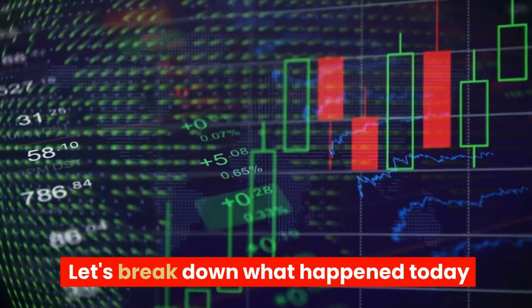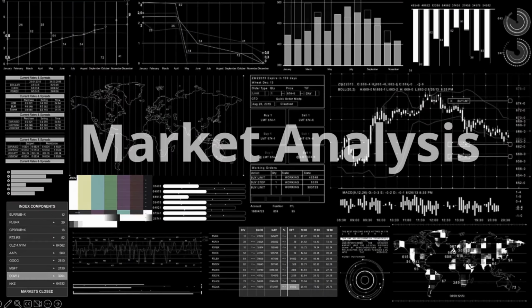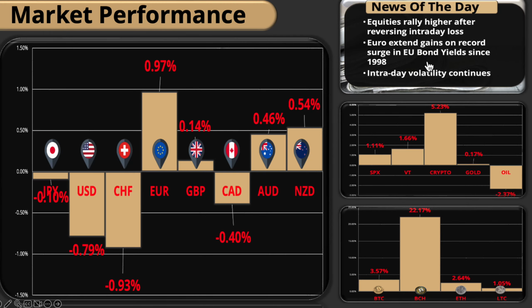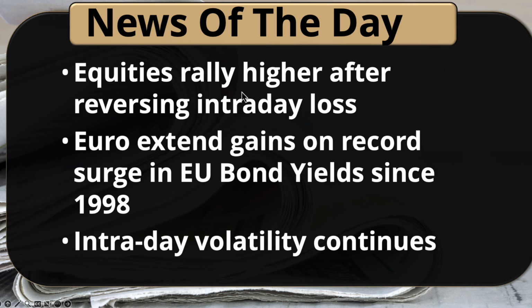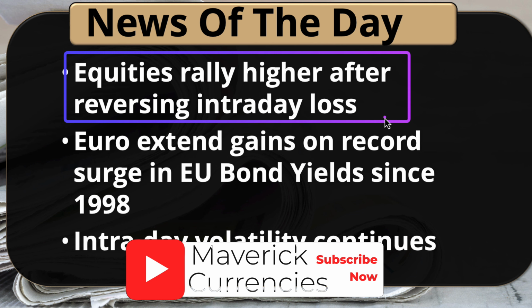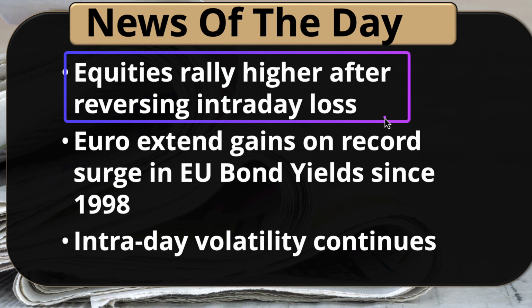Let's break down what happened today. Jumping into the market analysis, another active day in the markets. The market rallied higher today after reversing some intraday losses. We have this common theme where the markets go from starting off bullish and turning bearish, and then vice versa. Today we started off on a negative note, and then we recovered and had a bit of a rally. So the market volatility continues.